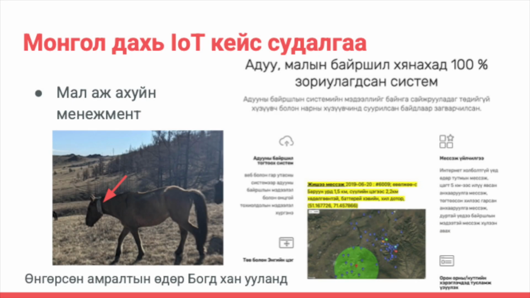Last weekend, I went to Bogdkhan Mountain and found this. One of the horses wore a collar with a GPS and a satellite transmitter. The rancher can monitor the position and movement of their livestock. This is an example of IoT unique to Mongolia.